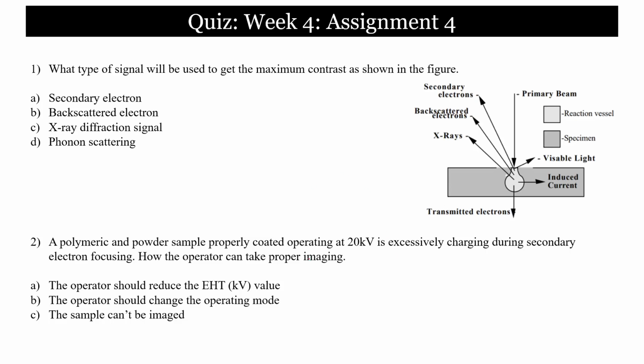Okay. Now we'll move towards the assignment quiz of this week, which says what type of signal will be used to get the maximum contrast. Maximum contrast means we already discussed. Can anybody please make a guess? Using secondary electrons, backscattered electrons, X-rays, visible light, transmitted electrons, which will have the maximum contrast? The contrast is mostly always given by the Z, backscattered electrons. So here option B is the correct answer.